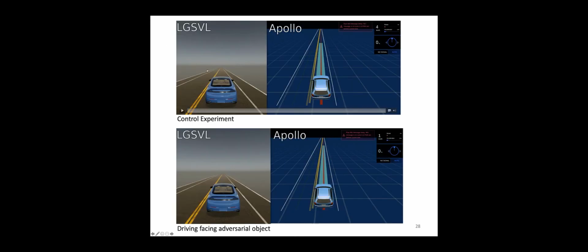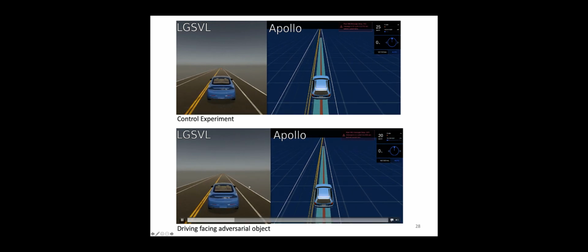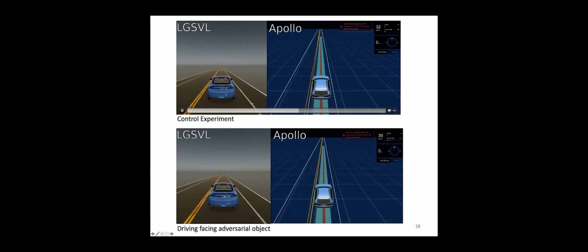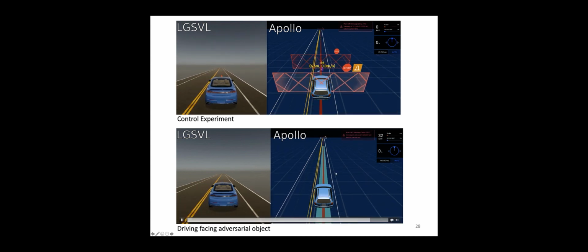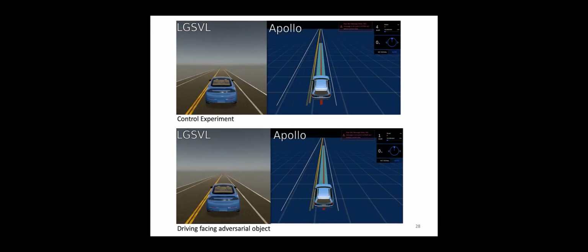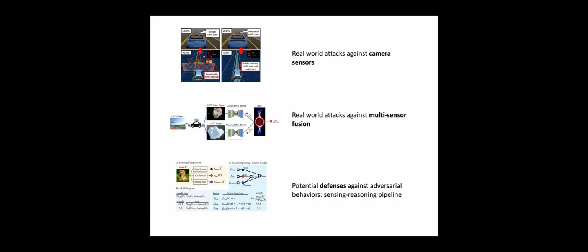Next, let's look at some examples running in the Apollo simulation platform. In the first row, it shows the benign object in front of the car, and the second row shows the adversarial object. For the benign object, after the car gets close to it, the multi-sensor fusion system detects it and stops. But for the adversarial one, it cannot detect the object and just passes through it, which in reality would cause the car to crash into this object. We have tested the object in different positions and observed a similar phenomenon. If you are interested, I can post the website link, and you can look at more examples there.